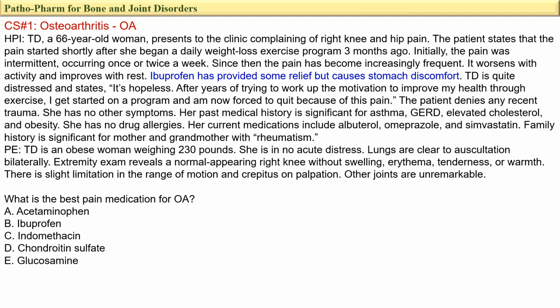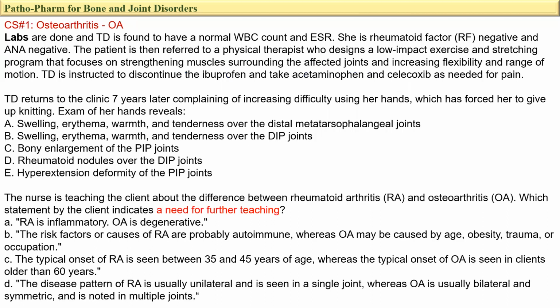Indomethacin is an NSAID, and chronic use will definitely result in peptic ulcer disease. So this is the danger of NSAIDs like indomethacin. Chronic use, especially on an empty stomach, may result in peptic ulcer disease. So indomethacin should not be used for long-term or chronic use.